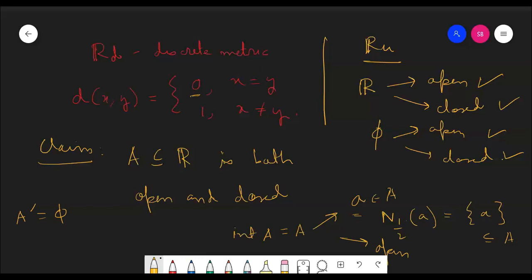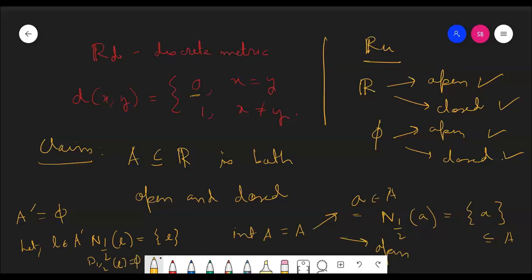Take any point in this discrete metric space. To be a limit point, it should happen that in any neighborhood around it, there is a point of A. So let's assume the contradiction. Suppose it is not phi. Let there exist some point L which is a limit point of A. But in that case, for every neighborhood around L, there should be some point of A in the deleted neighborhood, since you can't consider L itself. But if you take the half neighborhood of L, that will be only L. So the deleted half neighborhood around L will be actually phi.